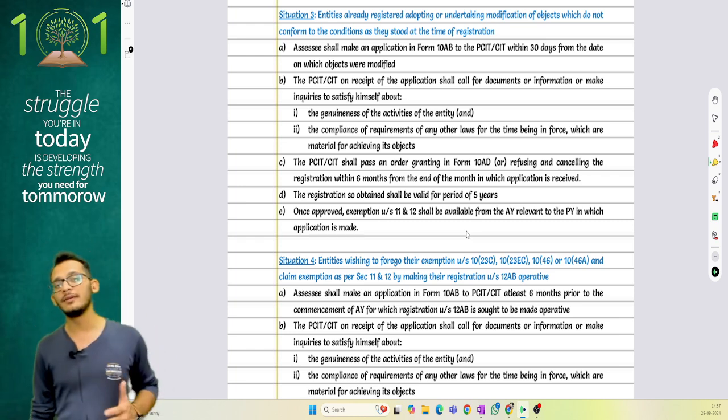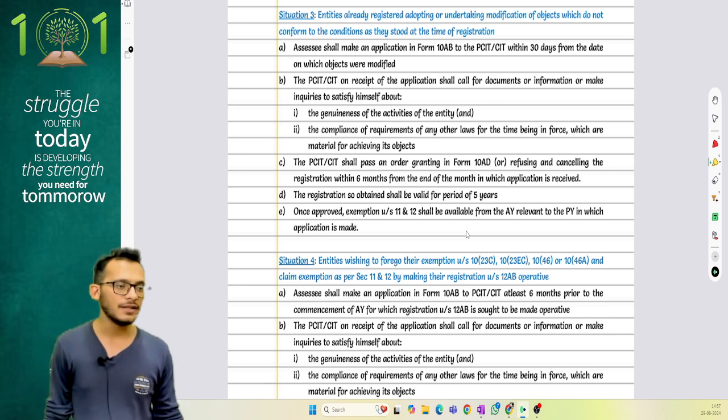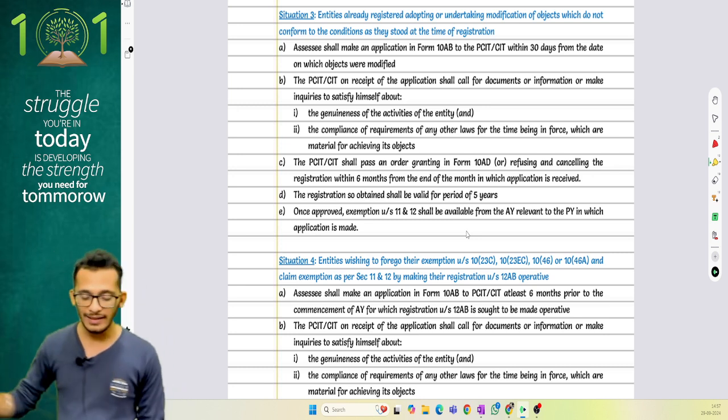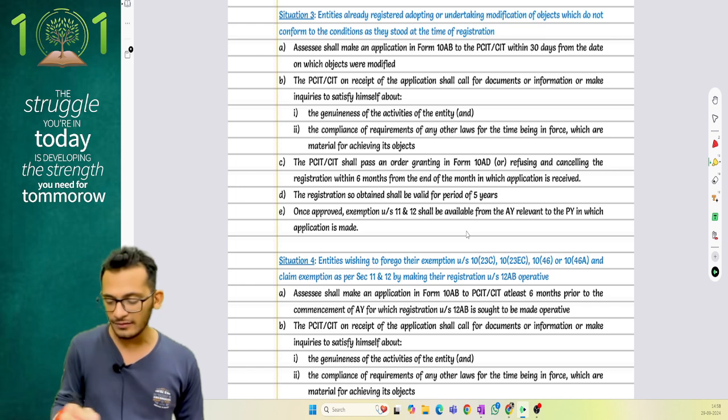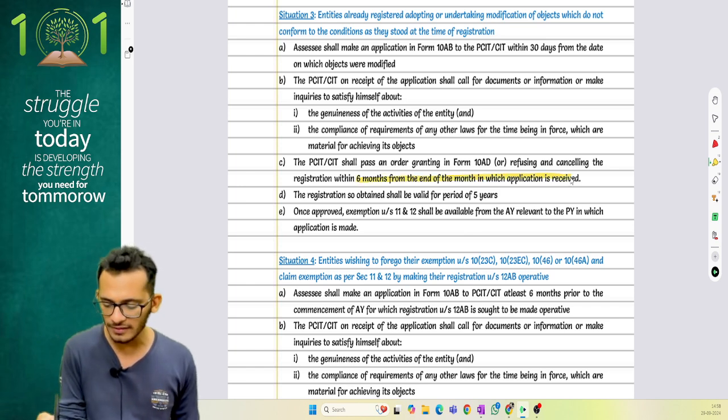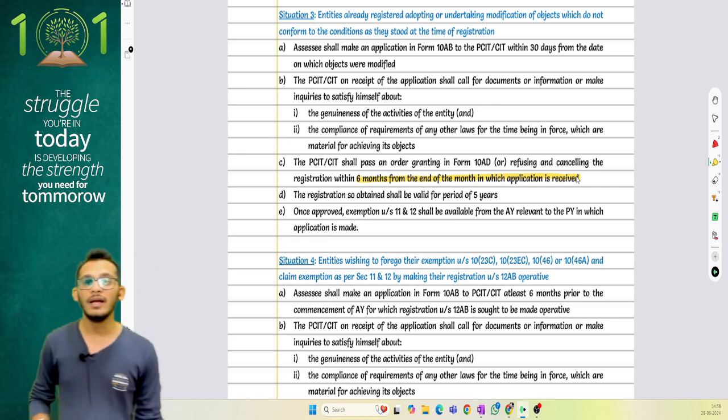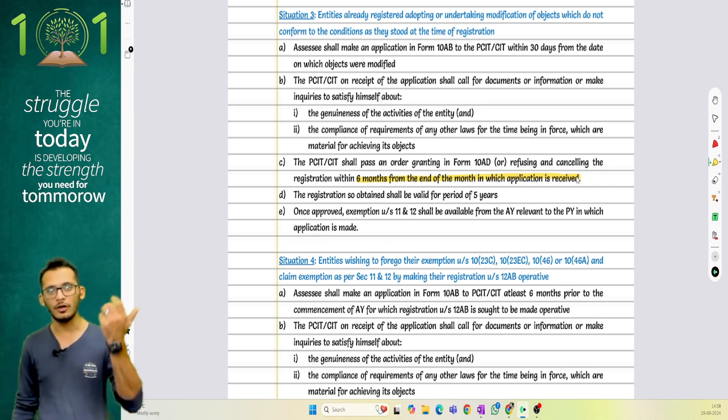If you think that this is in line with your compliance, please grant me the application. At that point of time, PCIT will again check for genuineness and everything, and therefore within 6 months from the end of the month, they will either approve the new modifications or they will cancel your registration altogether.